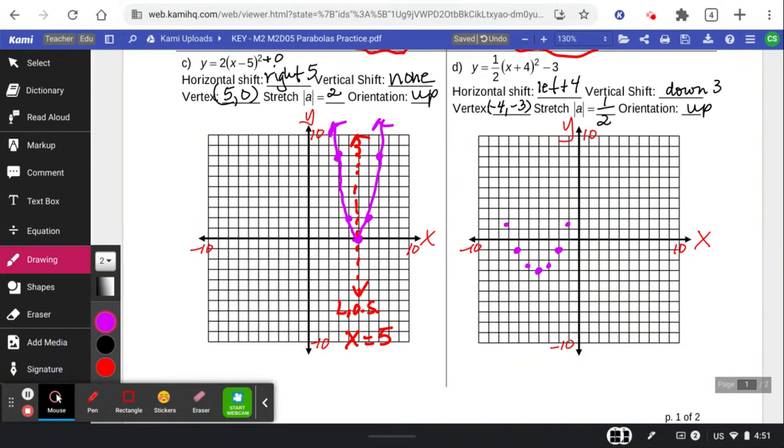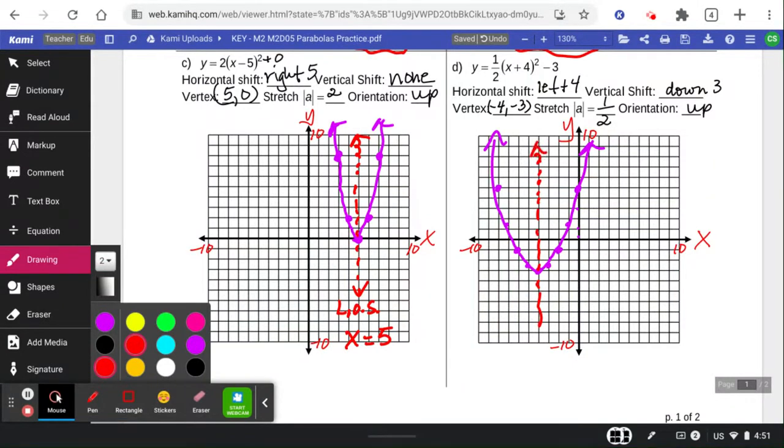Out 4 would normally be up 16. I'm going to go out 4 and go up half of 16, which is 8. And you can stop there. You can keep going and see if any more dots fit on there. But connect that graph and draw me that line of symmetry. That line of symmetry goes straight through x equals -4.